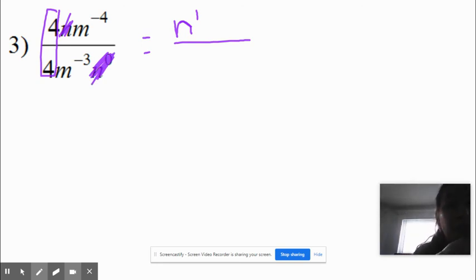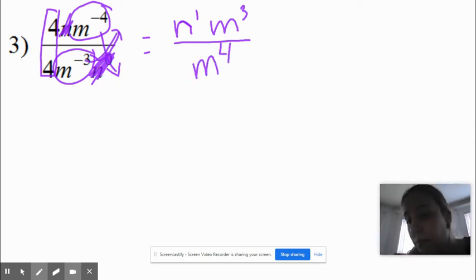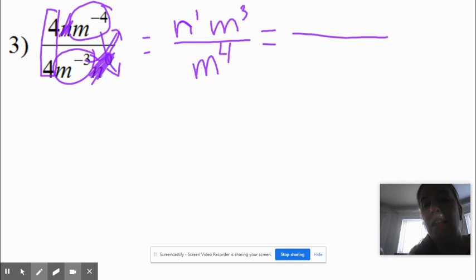Now, both of these m's are in bad places, right? This guy's got to come up and become positive. This guy's got to come down and become positive. So I'm going to put m to the 3rd up top, and then m to the 4th on the bottom. But then further, I have to actually divide these guys. So I'm just going to rewrite the n.